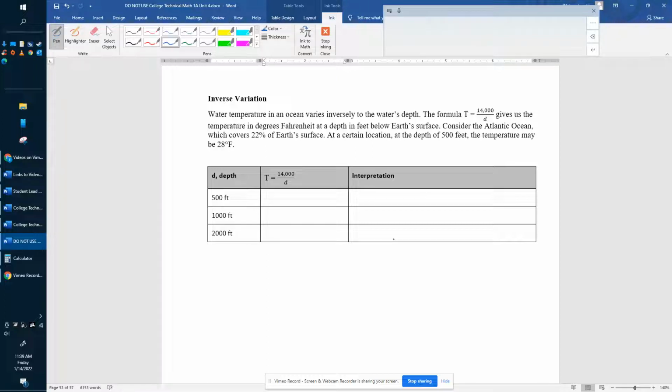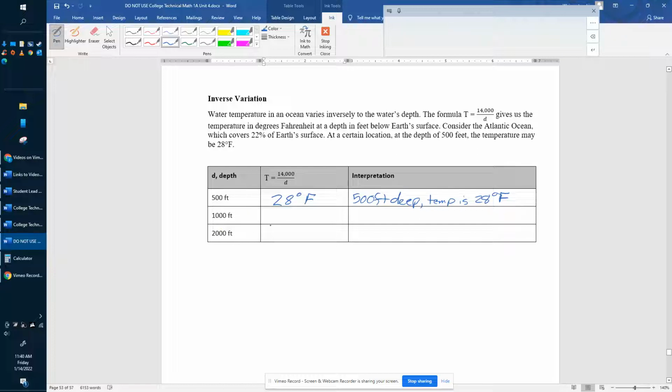Consider the Atlantic Ocean, which covers 22% of the Earth's surface. At a certain location, the depth of 500 feet, the temperature may be 28 degrees Fahrenheit. So they were nice to us in this first one. They told us at 500 feet, the temperature is 28 degrees Fahrenheit. So 500 feet deep, temp is 28 degrees Fahrenheit. That is chilly.